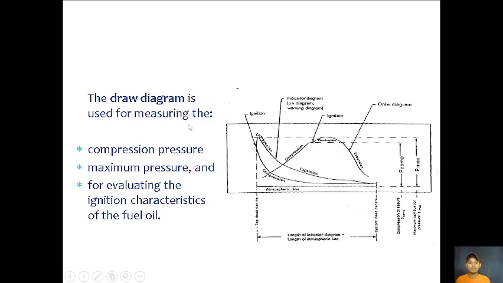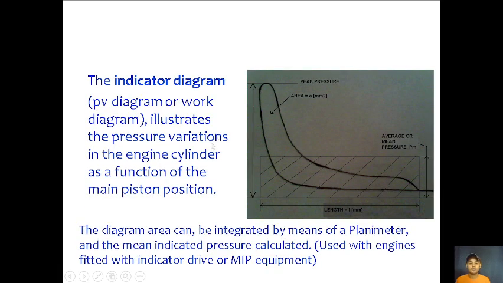The draw diagram is used for measuring the compression pressure. Here we have the compression pressure, and the maximum pressure, this one, the second mountain, and it is used for evaluating the ignition characteristics of the fuel oil. So this is a complete draw diagram. We have here a power and indicator card. The indicator diagram, PV diagram, or work diagram illustrates the pressure variation in the engine cylinder as a function of the main piston position. The diagram area can be integrated by means of a planimeter, and the mean indicated pressure calculated, used with engines fitted with indicator drive or MIP equipment.